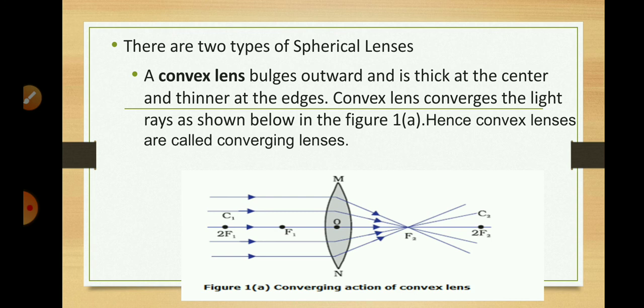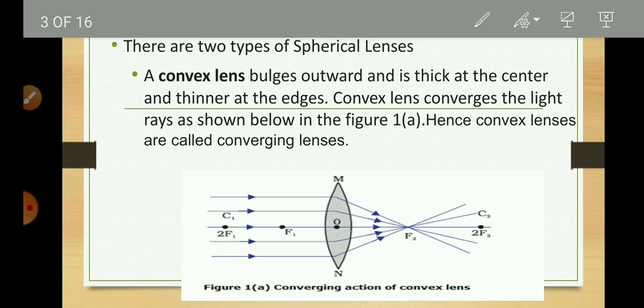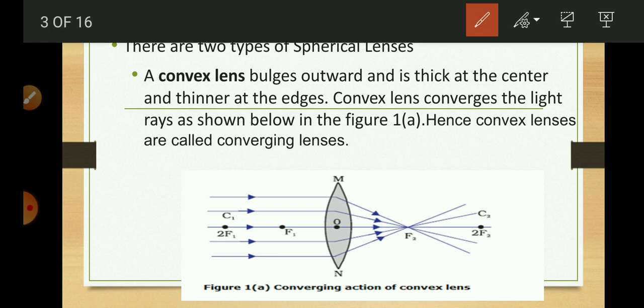There are two types of spherical lenses. A convex lens. See, a lens having two spherical surfaces bulging outward is called double convex lens or simply a convex lens. So this is the diagram of convex lens, which is having the spherical surfaces which are bulged outward. This type of lens is thick at the center and thinner at the edge.